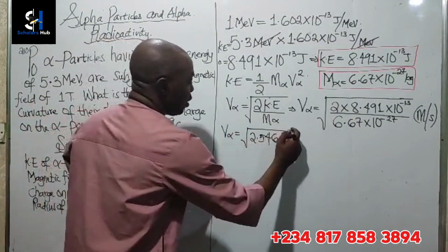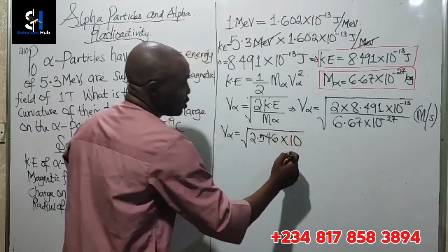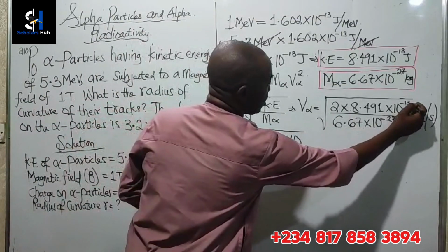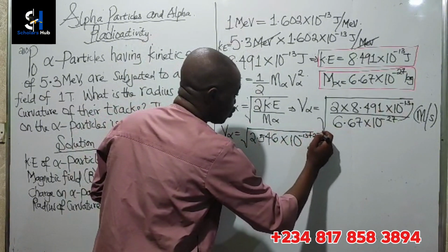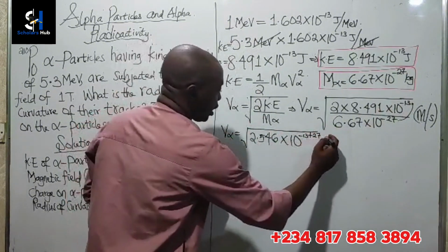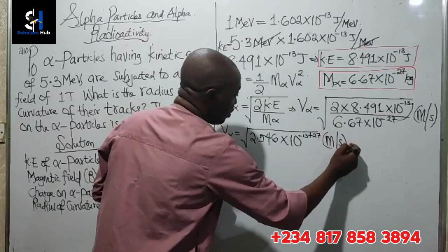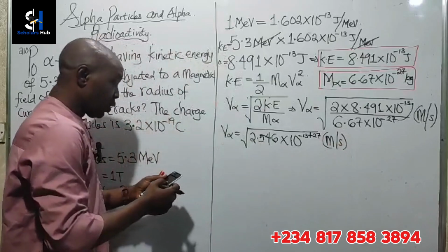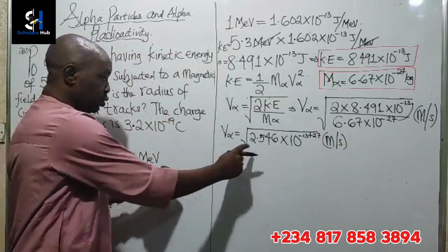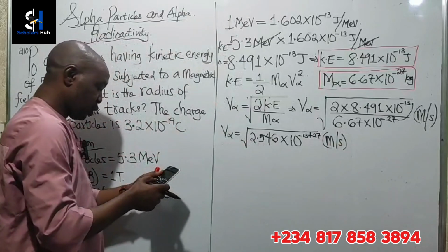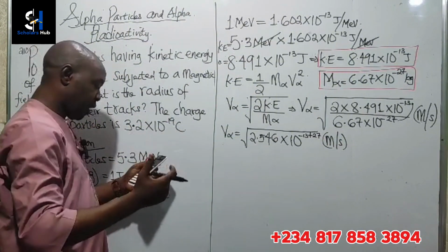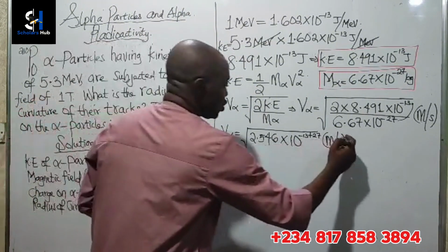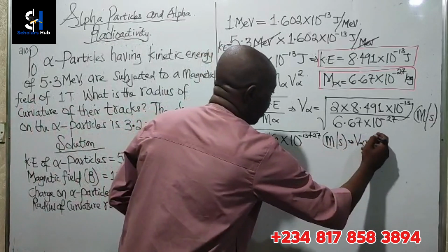So we have the velocity of alpha particle to be the square root of 2.546 multiplied by 10 raised to the power of minus 13 plus 27, when we bring this guy here. And the unit, remember, is meter per second. Now let's get the square root of 2.546. That will be 1.596.